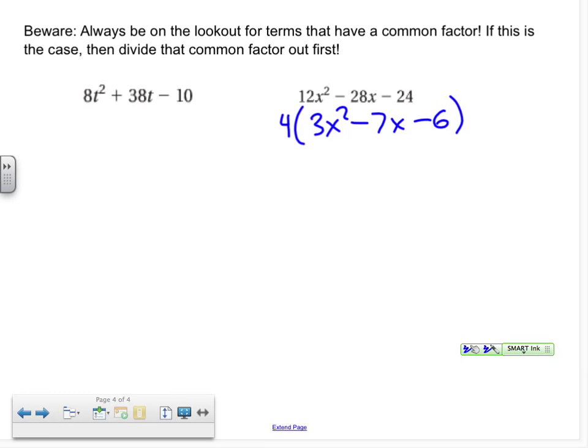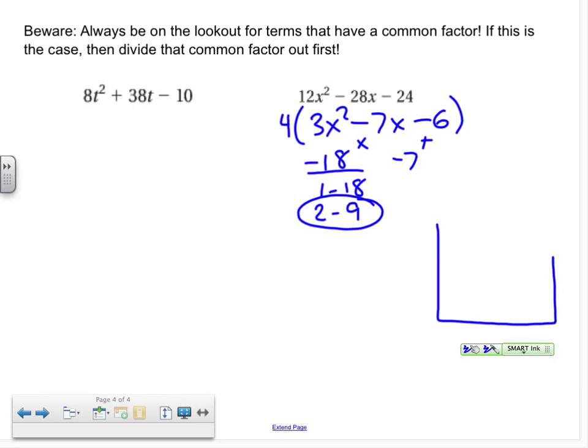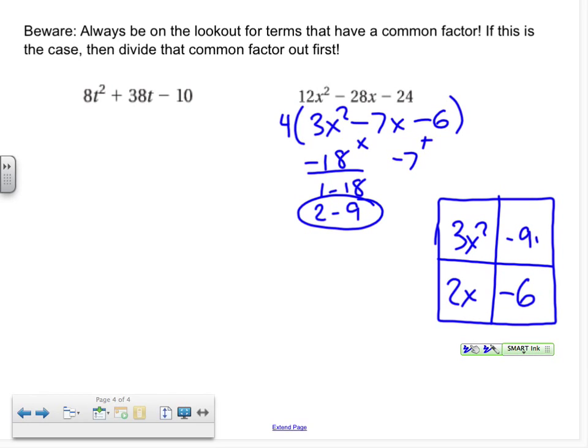We're going to multiply. 3 and negative 6 is negative 18. How do we multiply to get negative 18 and add to get negative 7? Well, 1 and negative 18 is negative 17. 2 and negative 9 is negative 7. So those are my numbers I want. We'll fill her in. We got 3x squared, negative 6, and 2x minus 9x.